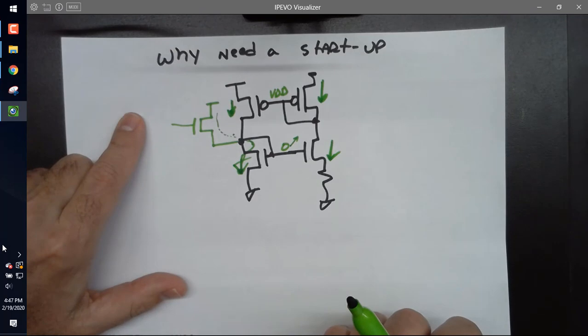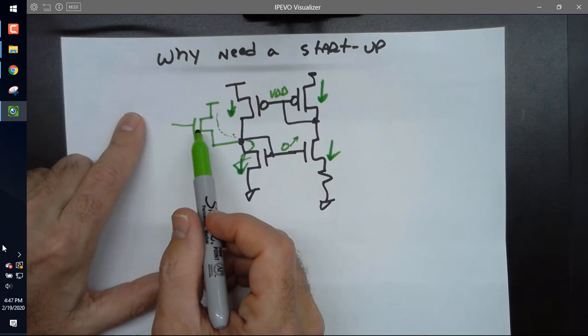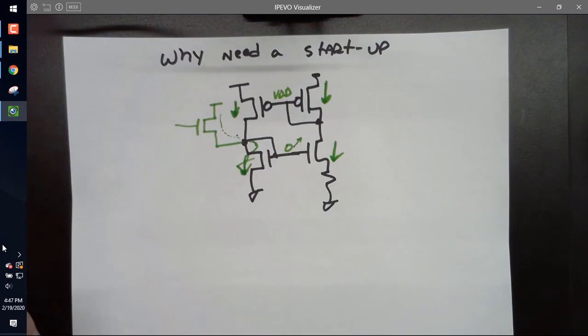So now, how do I design this circuit right here? Okay, the way I'm going to do it, there are lots of ways, but here's one.